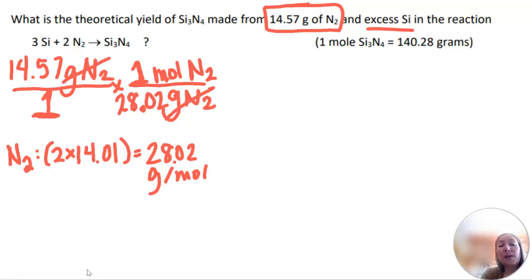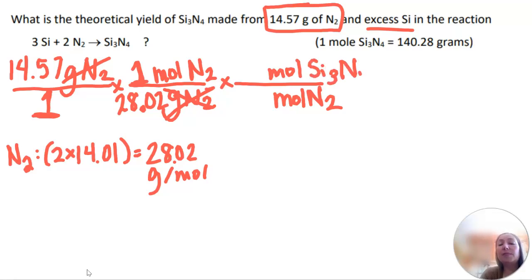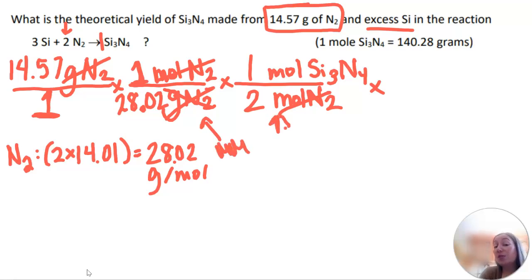Okay, so cross out grams of nitrogen, those units cancel. Bring down moles of nitrogen. We did molar mass, now we're on coefficients. We need the coefficients between nitrogen and our product molecule. Okay. We know that 1 mole of product is made for every 2 moles of nitrogen that go into the reaction. Okay, we did molar mass and coefficients. Now we're on molar mass again.